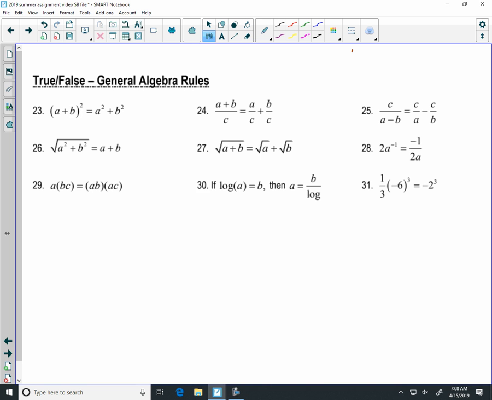I'll show you some of the algebra behind these. 23, I have A plus B quantity squared. That is this. That's A plus B times itself. And usually if you rewrite it like that, then you know, hey, there's going to be a middle term. So that would be 2AB there in the middle. So since this guy does not have a middle term, this is false.